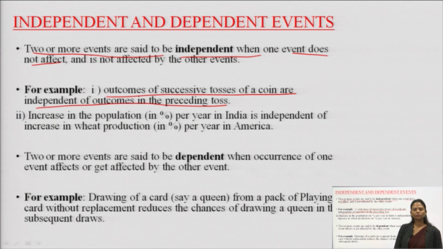events. The percentage increase in the population of India is independent of the increase in population in America, or we can say the increase in the production of wheat in America. Both are different, we cannot correlate these two, we cannot put them together. So, they are independent events, they are not dependent on each other.